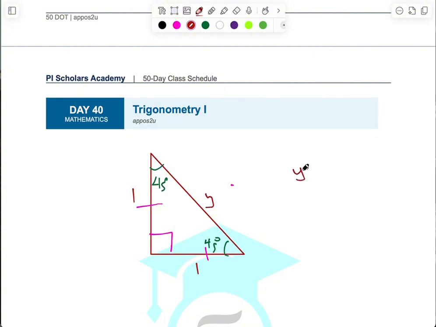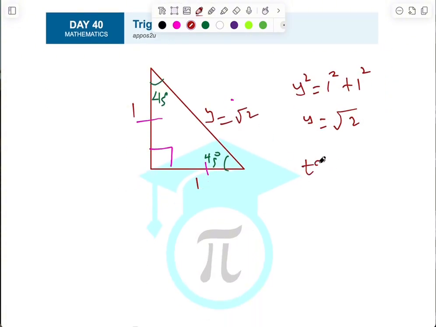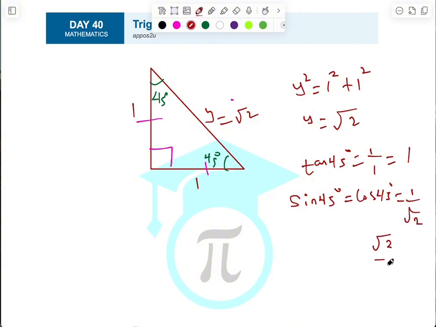We know that the square of the hypotenuse is the sum of the squares of the remaining sides. So y squared will be equal to 1 plus 1, so y will be equal to root 2. So this is root 2. And then you can get whatever is related to 45. For instance, tan 45 degrees, which is opposite divided by adjacent, which is 1 over 1, and that is 1. And realize that sine 45 degrees is actually the same thing as cos 45 degrees, and that will be equal to 1 over root 2. You can rationalize it to be the same thing as root 2 over 2. And that is basically all the special angles that I will be discussing in this particular class.